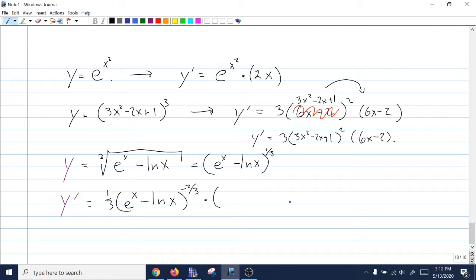And we multiply by the derivative on the outside. What's the derivative of the inside? The inside is e to the x. The derivative of that is e to the x. Minus, what's the derivative of natural log x? It is 1 over x.